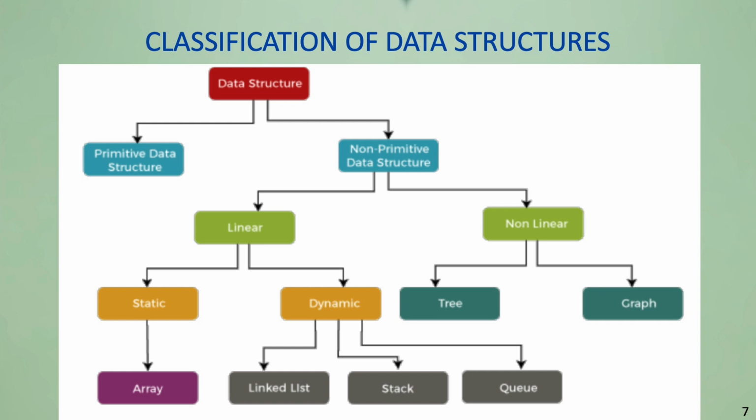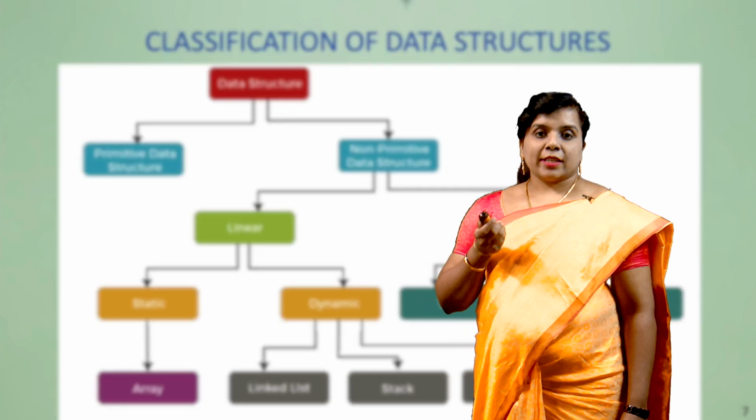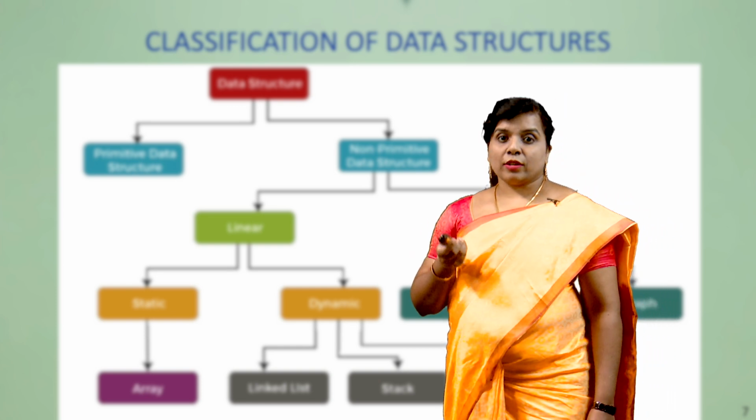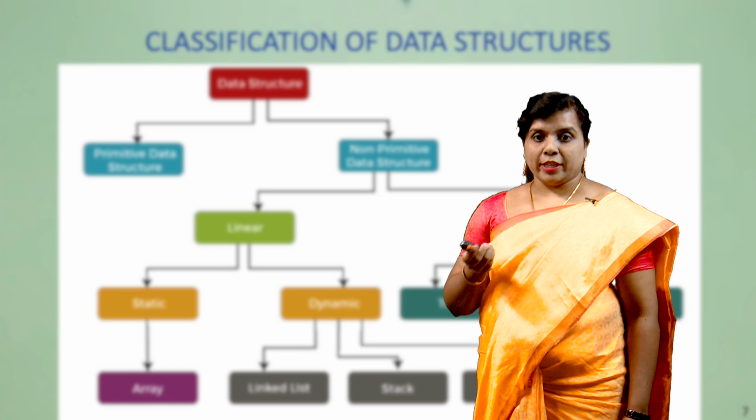The second classification is non-primitive data structures, which refers to data structures derived from primitive data structures. The speciality of primitive data structures is that any machine language instruction can straight away deal with them. On the other hand, non-primitive data structures, as I said, are derived from primitive ones. Machine language instructions cannot deal with them straightforwardly.